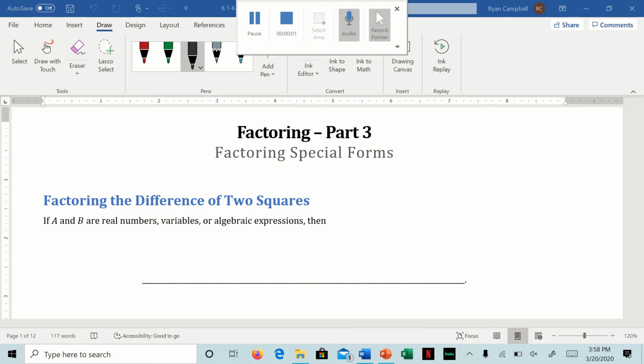All right, part 3, factoring special forms. So I will let you know that there's only going to be two that we're going to be talking about: factoring the difference of two squares and factoring the sum and difference of two cubes. Most importantly, I will let you know the first one is completely optional.